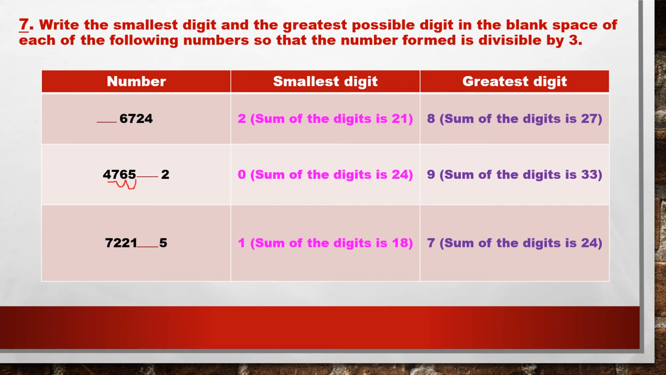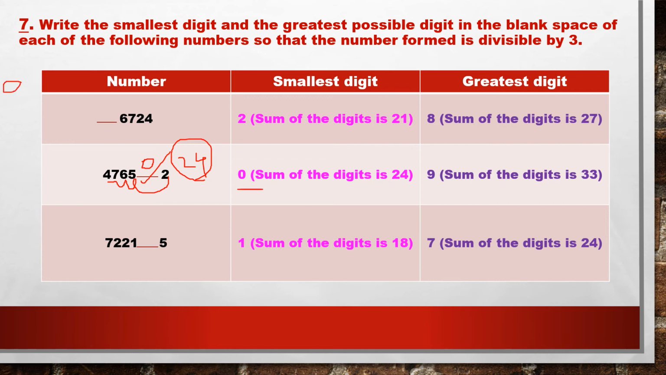17 plus 5 is 22. 22 plus 2 is 24. So 24 is already divisible by 3. When it is divisible, the smallest digit will be 0 here, because 24 plus 0 is 24 only. So I can fill this blank with 0. Now we'll check for the greatest one.